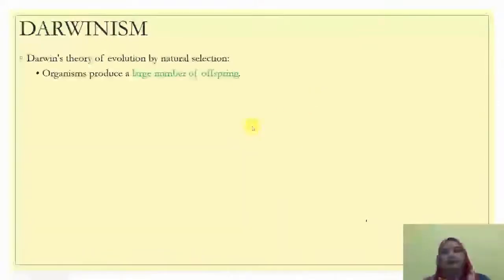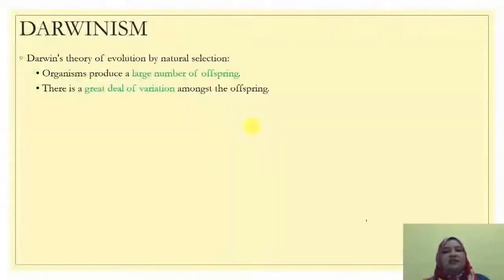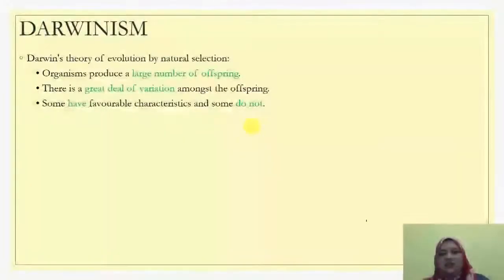So first of all, organisms produce a large number of offspring with a great deal of variation amongst the offspring. Very important. So I've highlighted the important points that you need to know. So they produce a large number of offspring, and within this large number there is a great deal of variation. Some have favorable characteristics and some do not. So some are suited to the environment while others are not. That's what variation is, because they are different from one another.